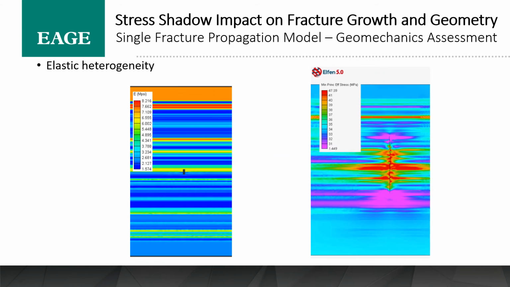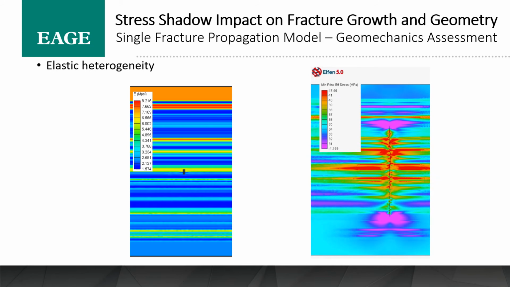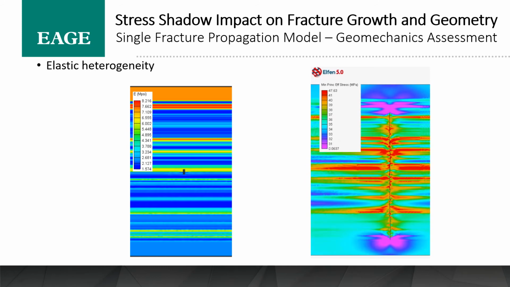What does this mean to actual heterogeneity in the field? Well, we've done a few models before where we look at fracture height growth. It's a very, very important question. So looking at that in this particular case, we've got significant heterogeneity in the elasticity, which you can see on the left-hand side there, and then the fracture growth is on the right-hand side.